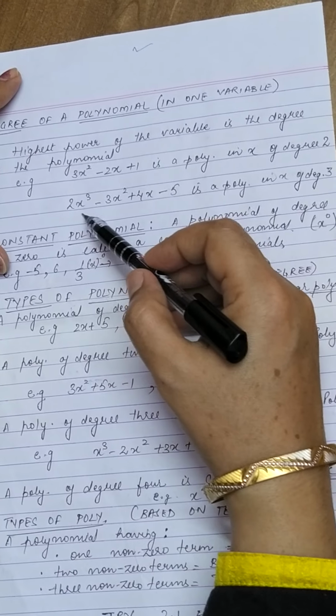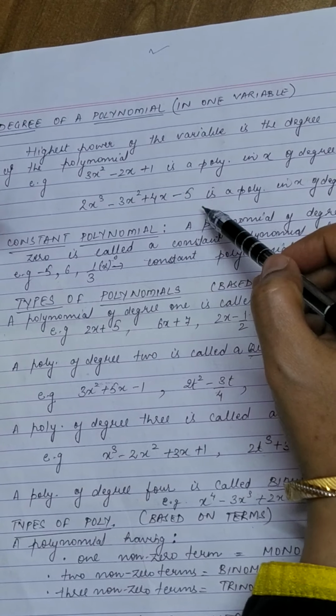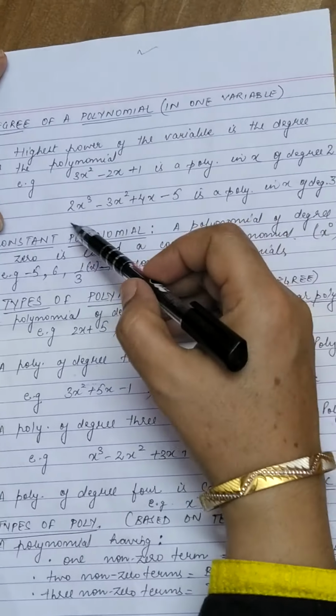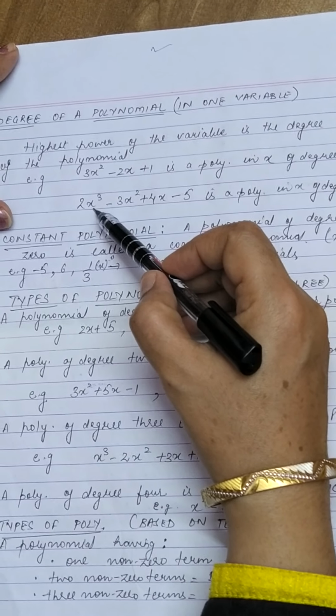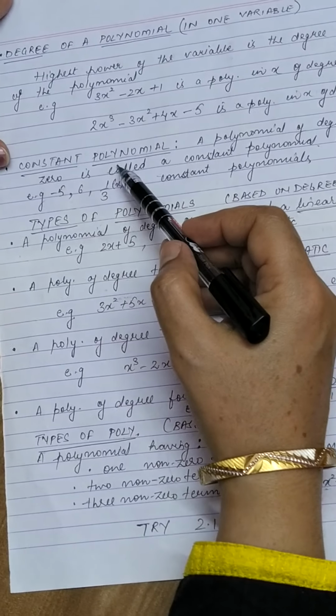Next is 2x cube minus 3x square plus 4x minus 5. In this expression, what is the degree of the polynomial? Let us see the highest power. The highest power of the variable x is 3. So it means the degree of this polynomial is 3. Right?